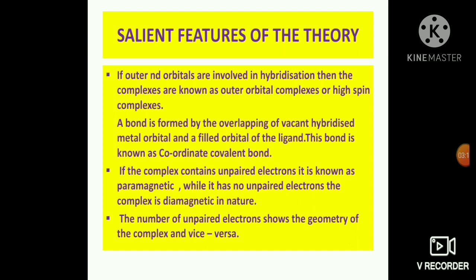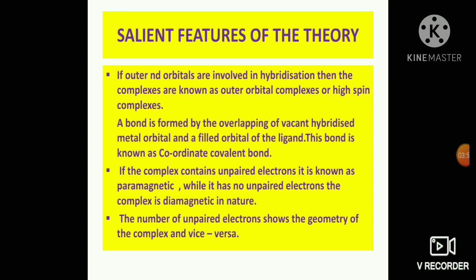A bond is formed now by the overlapping of a vacant hybridized metal orbital and a filled orbital of the ligand. This bond is known as a coordinate covalent bond. Also, if the complex contains unpaired electrons, it is paramagnetic in nature, and if it does not contain any unpaired electrons, it is diamagnetic in nature. Next, the non-bonding metal electrons occupy the inner d orbitals and they do not participate in hybridization.